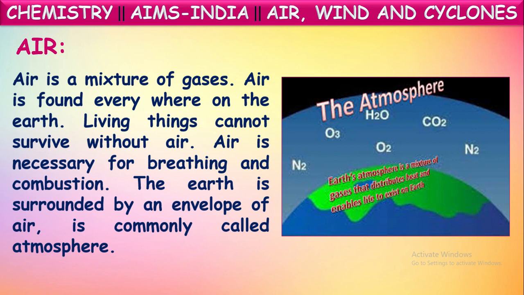The earth is surrounded by an envelope of air. See here, suppose it is a surface. On the surface, there is an envelope of so many gases, that we say air. This envelope of air is commonly called the atmosphere. The envelope of air which is covering the complete surface is called the atmosphere. In this atmosphere only, all these gases are present.